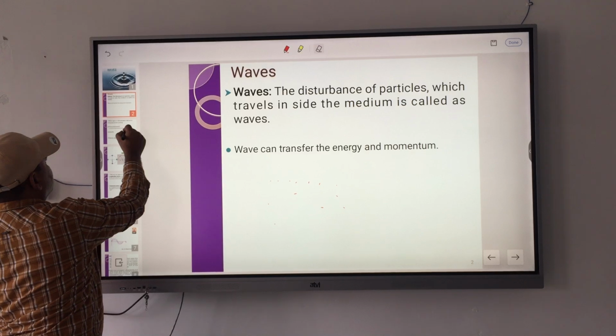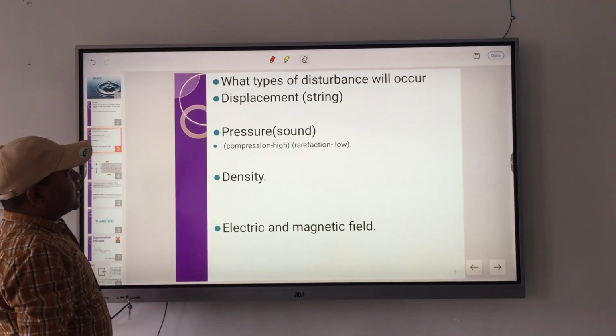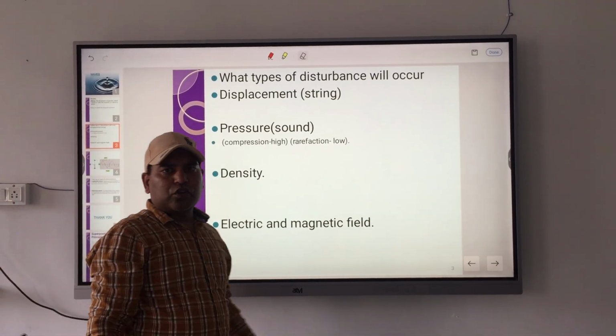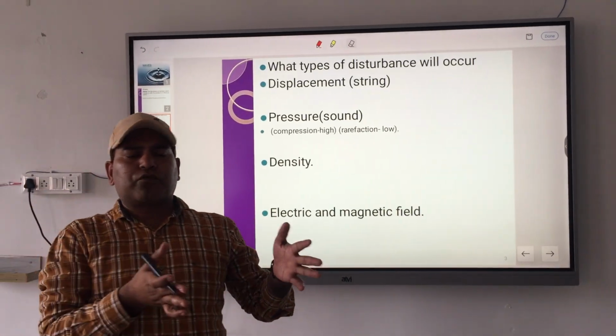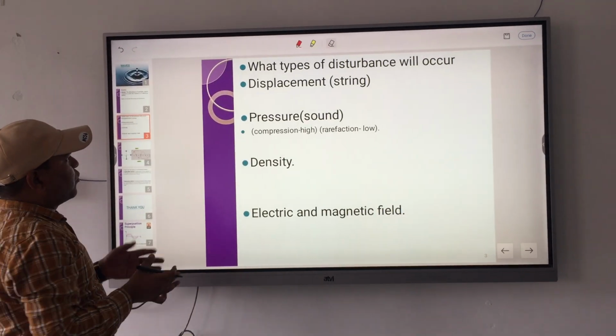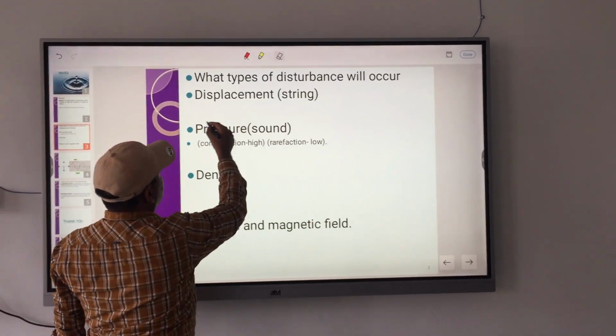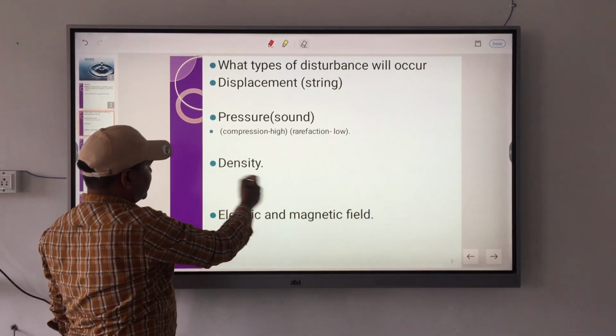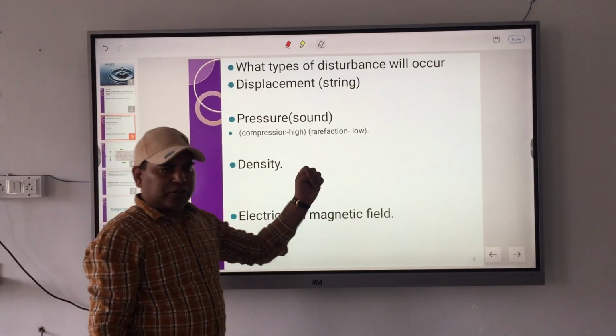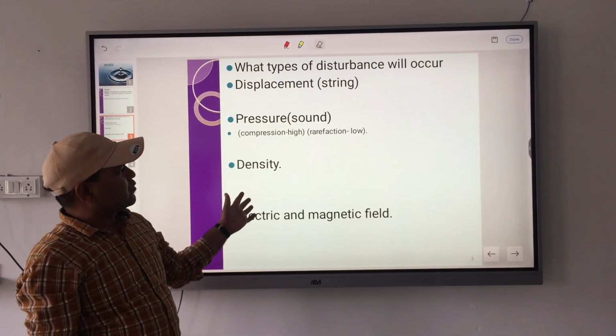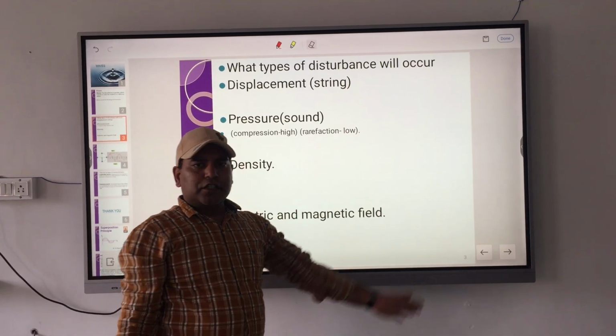So further we will discuss what types of disturbance will occur, means what type of disturbance will move in the further direction. So this is very important. First the displacement in a string, second is pressure, third is density, and then electric and magnetic field. Means which type of disturbance will move inside the medium.